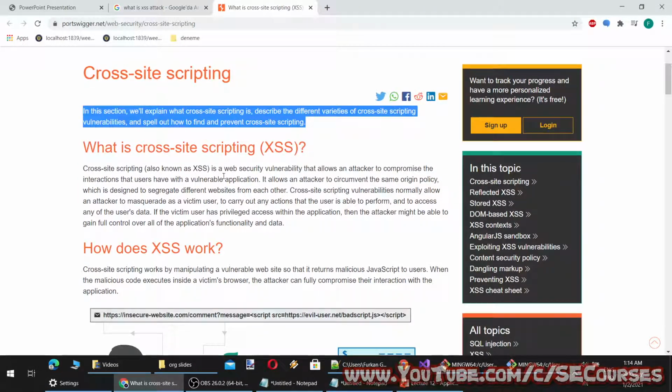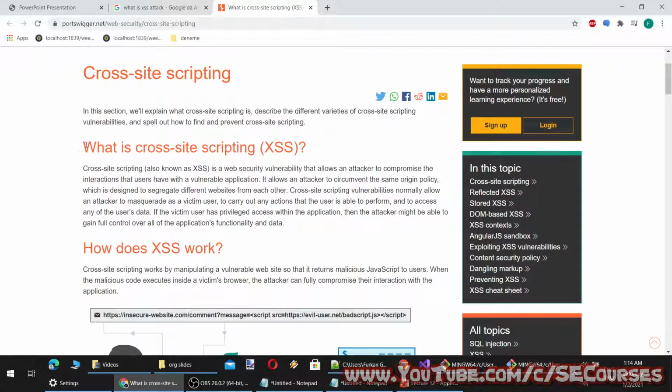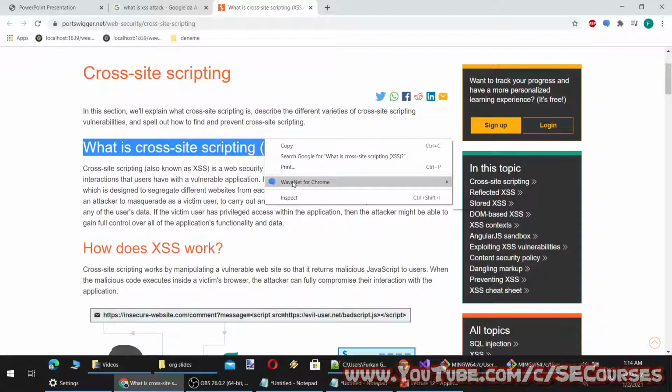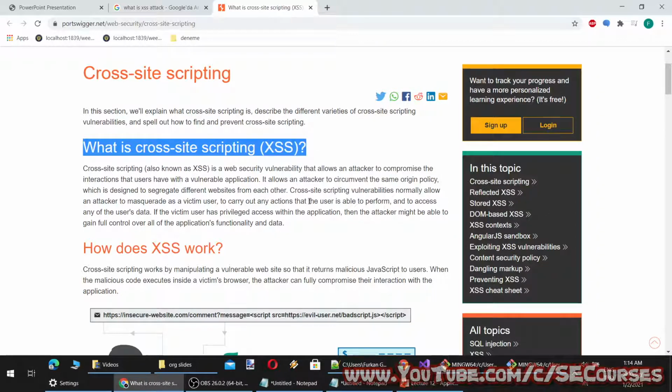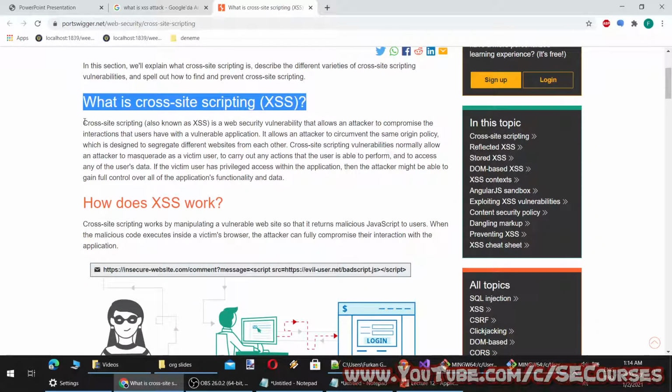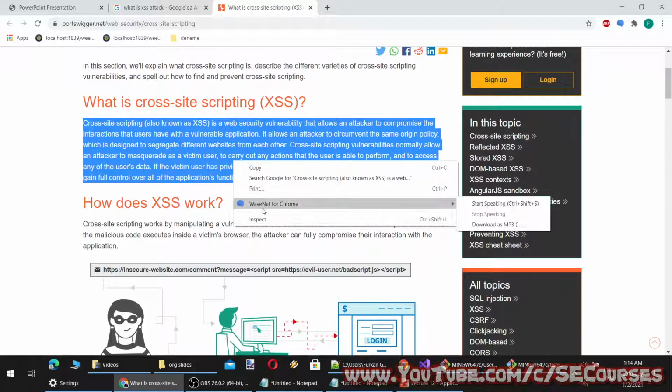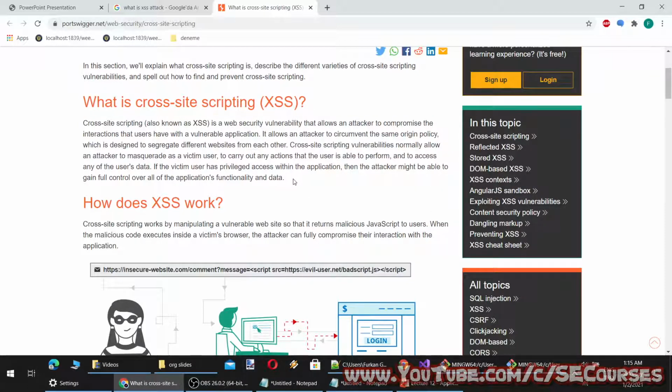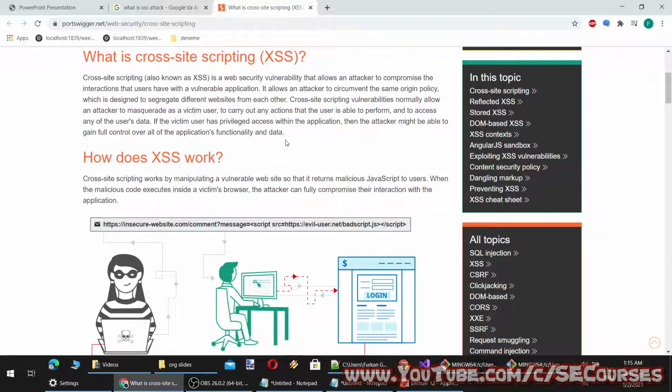In this section, we'll explain what cross-site scripting is, describe the different varieties of cross-site scripting vulnerabilities, and spell out how to find and prevent cross-site scripting. What is cross-site scripting? XSS. Cross-site scripting, also known as XSS, is a web security vulnerability that allows an attacker to compromise the interactions that users have with a vulnerable application.